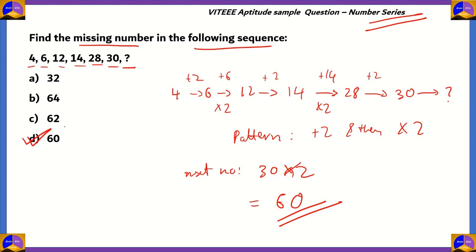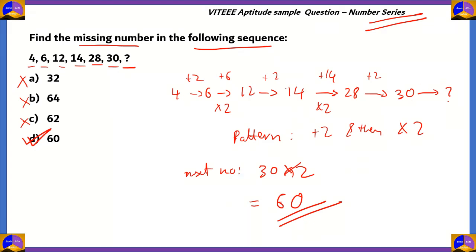Option C, 62, is what would have come after 60, which is incorrect. And then 64 is also incorrect. 32 would have been the answer if it was plus 2, but that's not the case, because in that particular turn you had to use times 2.